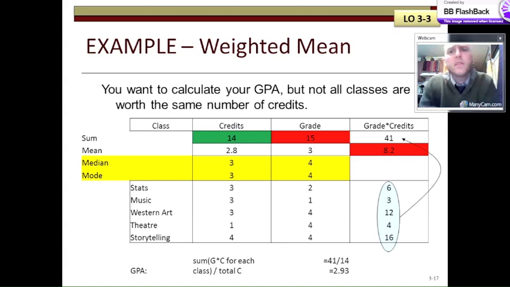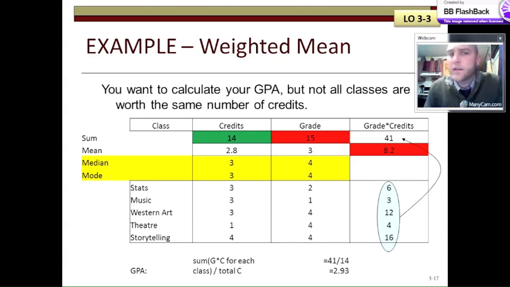The way we use that formula here is to take the weight, which is the number of credits, times the grade, which is the value you got for that class. You multiply them together. So 3 credit hours times a grade of 2 gets you 6. 3 credit hours times a grade of 1 gets you 3. You add up all of those things: 6 plus 3 plus 12 plus 4 plus 16. You add all of those up and you get 41.